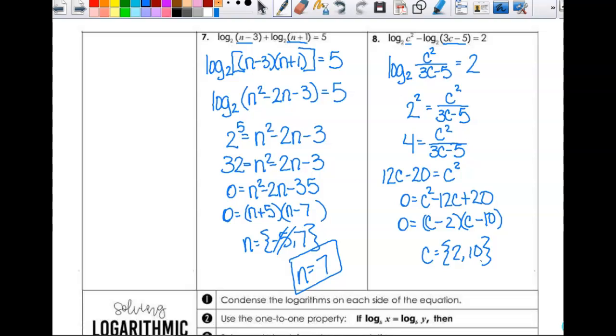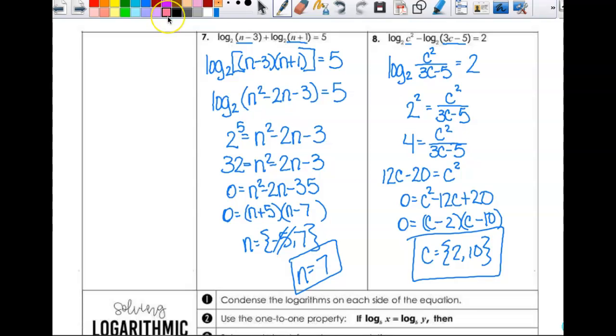So do we agree with what I got for c here? Then when I check them, regardless of what I put in here, since I'm squaring it, that'll be positive, that's fine. And then if I double 3 and subtract 5, I'm good. Same with 10, so both of them work. That's my answers. Okay, we good with that? Any questions at all?